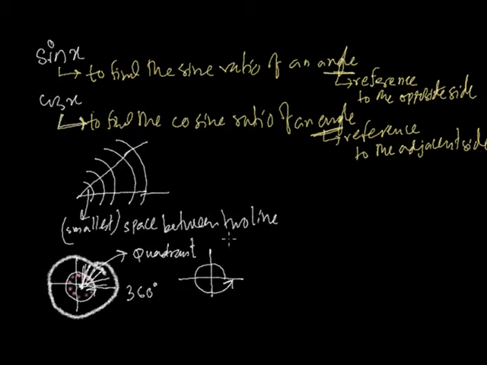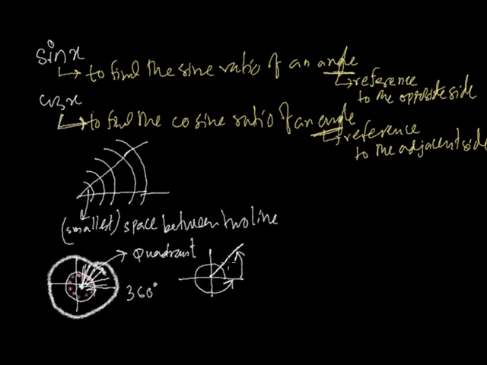So if someone says, if this is measuring from here, this is 30 degree. If you rotate here 360 degree and you come here 30 more, so one rotation is 360 degree and 30 more is 390 degree. So the sine ratio of 30 degree and the sine ratio of 390 degree is the same because the position is the same.